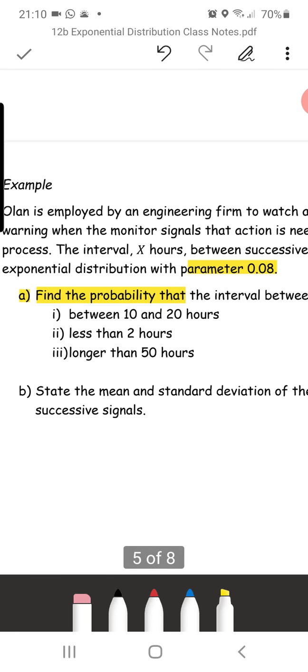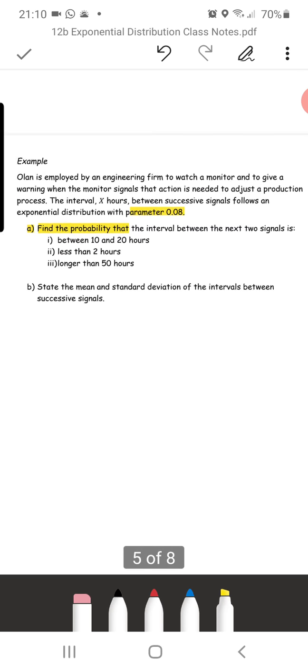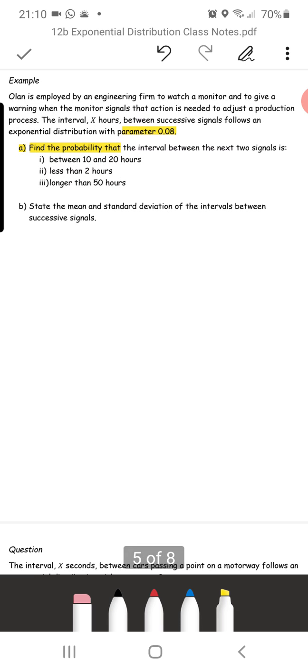So here we've got an example about an engineering firm, and they want to monitor warning signs, etc., to do adjustment and a process. So X hours, luckily, units are the same. That's the very first thing you should be looking for in any exponential. Here we're dealing with X hours and 10 hours, 20 hours, 2 hours, 50 hours. So X is 10, X is 20, etc. There's plenty of questions out there where it's in thousands, so be very, very careful.